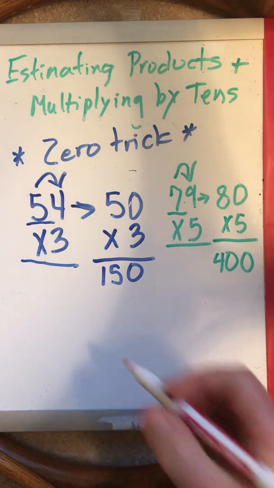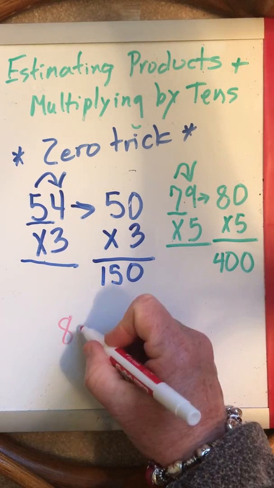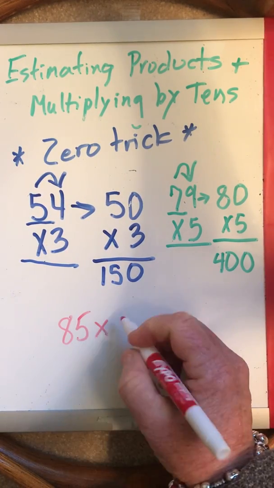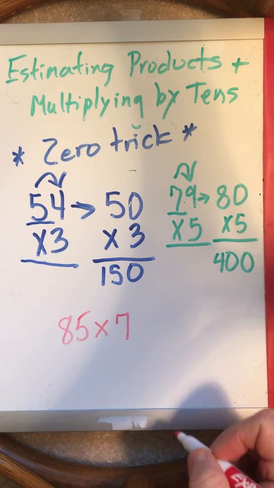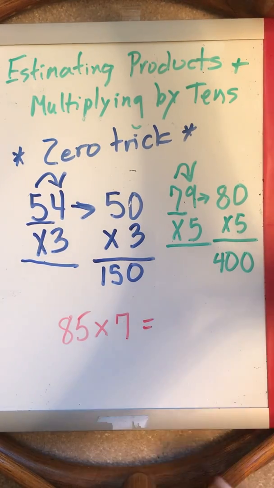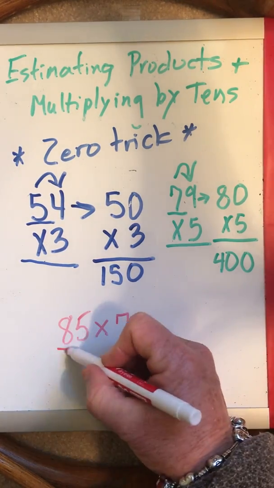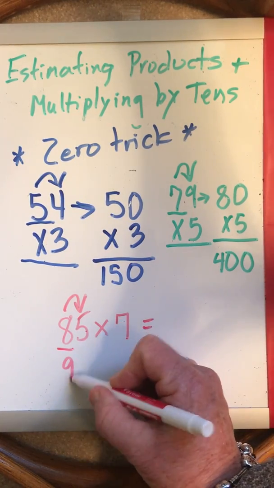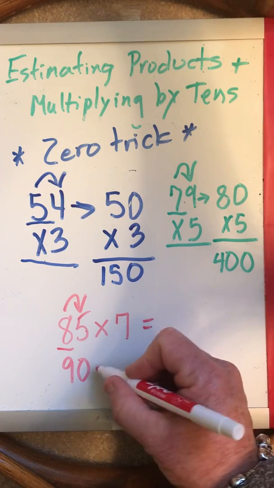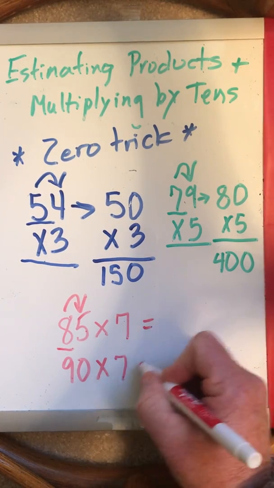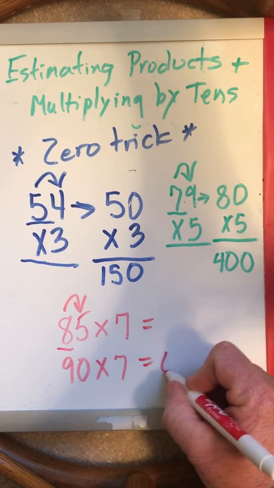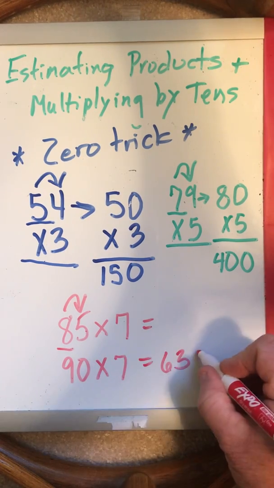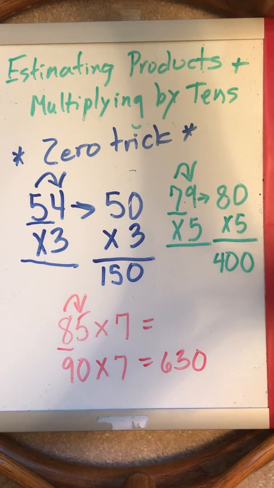Okay, one more example. Say we were doing 85 times 7, and we're estimating. We're going to round this 85. 5 tells the 8 to go up to a 9. Everything else changes to a 0. We're going to keep this 7 the same. 9 times 7 is 63. And then add that 0 on. So your answer would be 630.